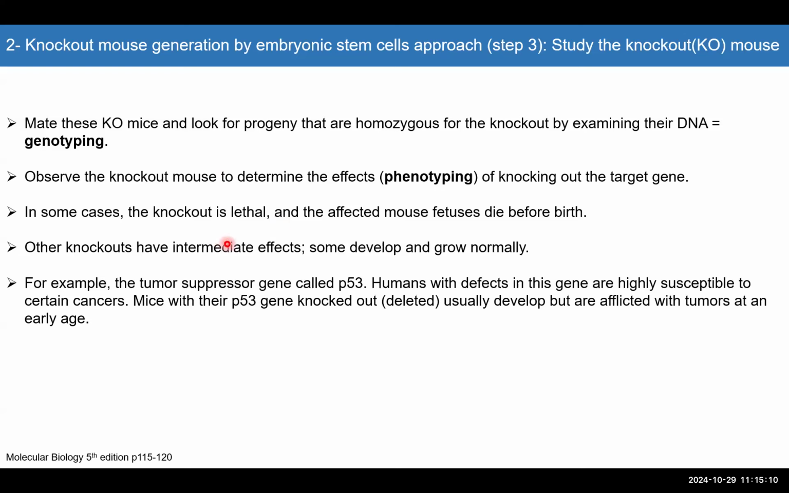Some of them will have no effect or moderate effect. One of the examples I put for you here is the tumor suppressor gene p53. The p53 should block cancer formation. So in humans, defects in p53 cause susceptibility to certain cancers. If we remove p53 from mice, the mice survive, so there's no lethality, but then when they grow up, they grow a lot of tumors.